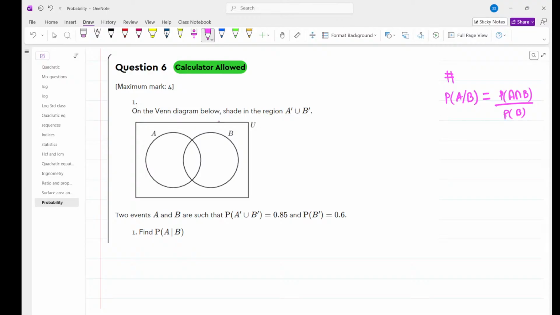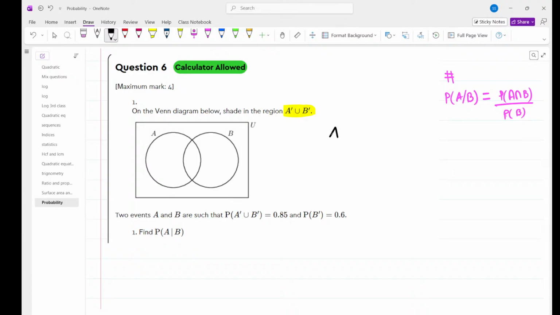On the Venn diagram, first of all, please shade this region. How will you shade this region? A complement union B complement: the elements that are not in A and the elements that are not in B, which is everything outside the Venn diagram.